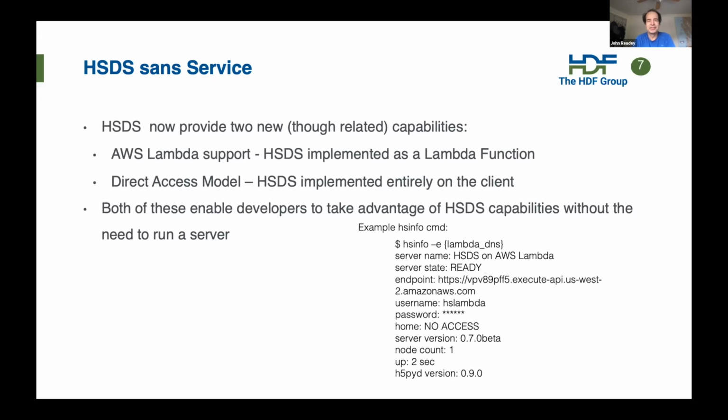Here you can see a little example. If I run hsinfo in this Lambda mode, I get a response. It says HSDS on AWS Lambda. Server state is ready. The endpoint is an API Gateway DNS. And then the username is HS Lambda.